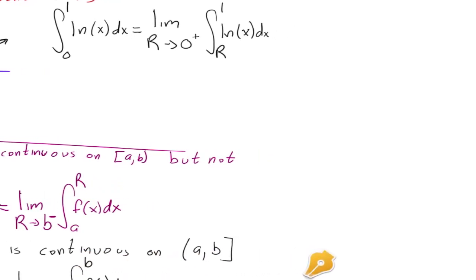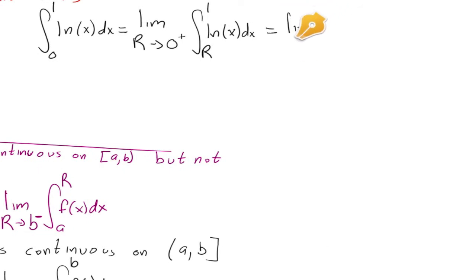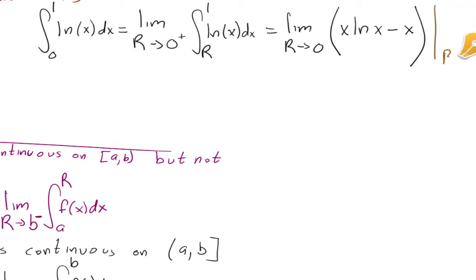Okay, and then this is equal to the limit as r approaches 0 of, what's the antiderivative of ln of x? The antiderivative of 1 over x is ln of x. It's x ln of x minus x. Oh, you guys forgot already. How did we find that one? Log of x equals u. Integration by parts. You let u be ln of x, and then dv is dx.